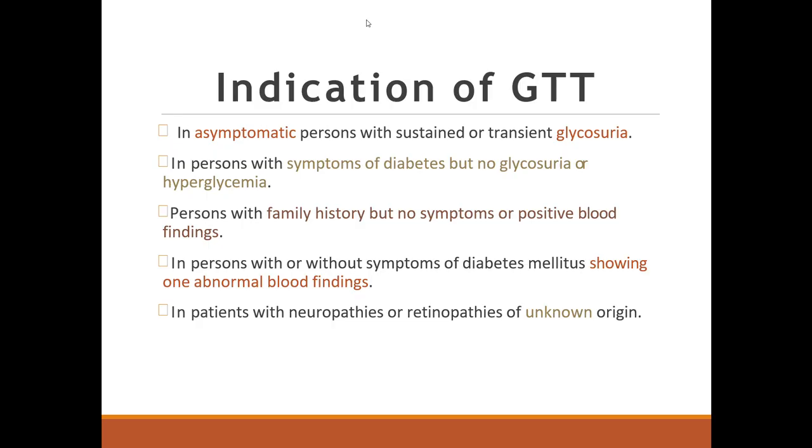In asymptomatic persons with sustained or transient glycosuria. In persons with symptoms of diabetes but no glycosuria or hyperglycemia. Persons with family history but no symptoms or positive blood findings. In persons with or without symptoms of diabetes mellitus showing one normal blood finding. In patients with neuropathies or retinopathies of unknown origin.